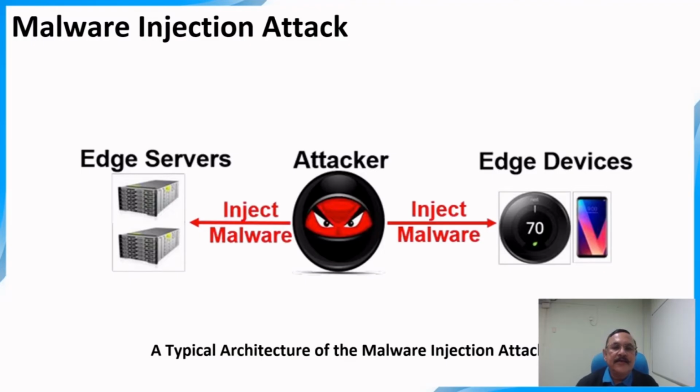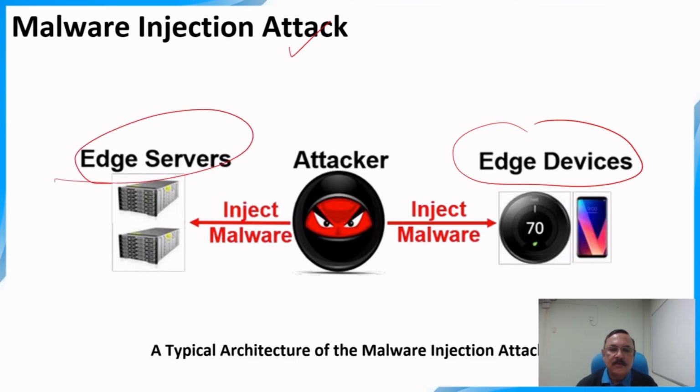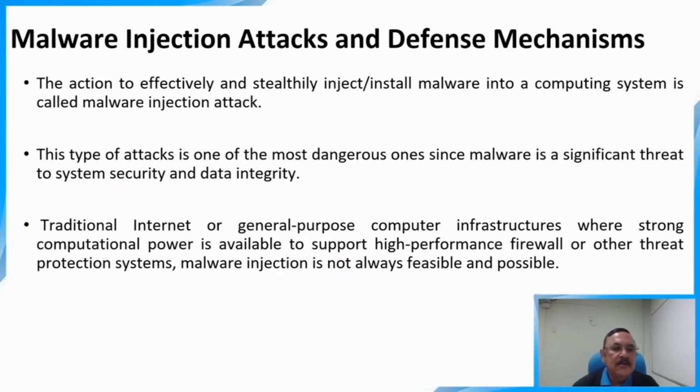So, the malware injection attack is shown over here. There is an edge device and here there are edge servers. Now, the attacker sits in between. It will inject the malware into the edge devices, a typical architecture for malware injection attacks. The action to effectively and stealthily install malware into the computing system is called a malware injection attack. This type of attack is one of the most dangerous ones, since malware is a significant threat to system security and data integrity.